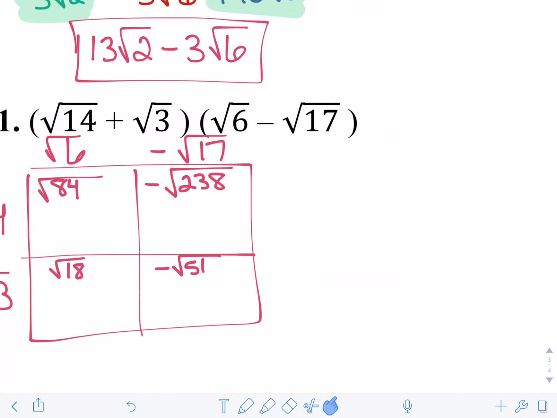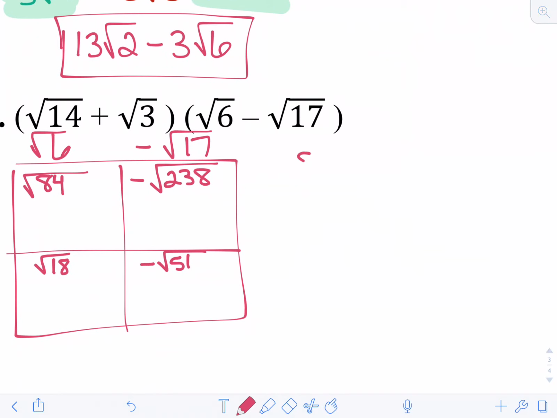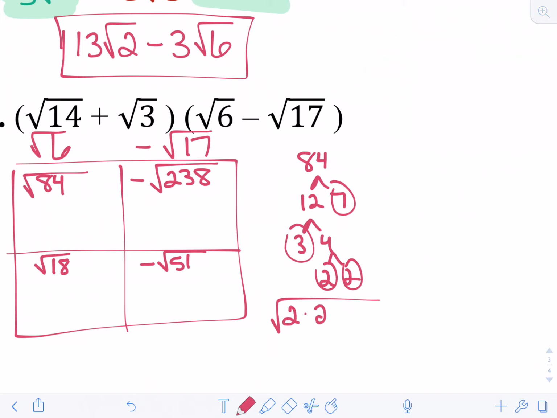Okay, so what I'm going to do is I'm going to simplify these over here off to the side. So we'll start with 84. 84, I can do 12 and 7. So that will give me 3 and 4. That will give me 2 and 2. So those are my prime numbers. So 2 times 2 times 3 times 7. Pair of 2's. 3 times 7 is 21.